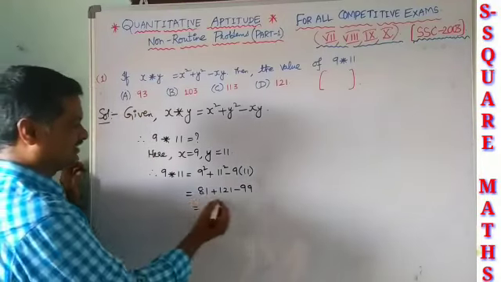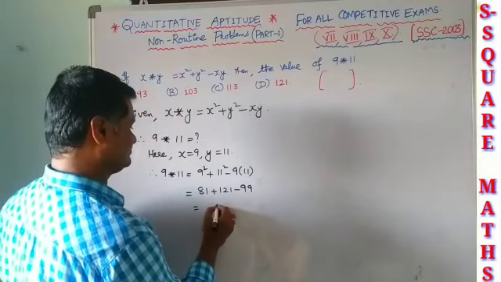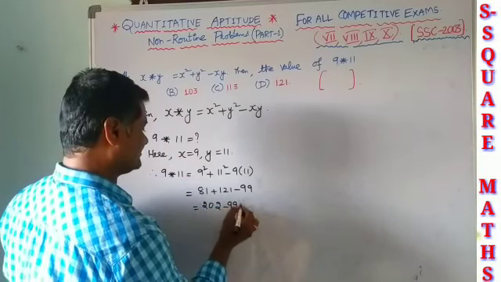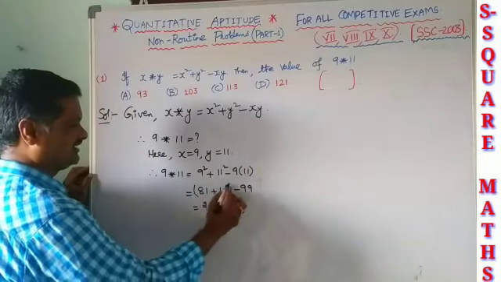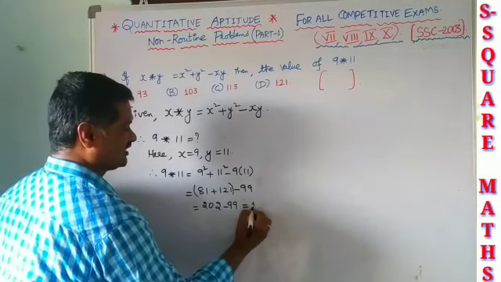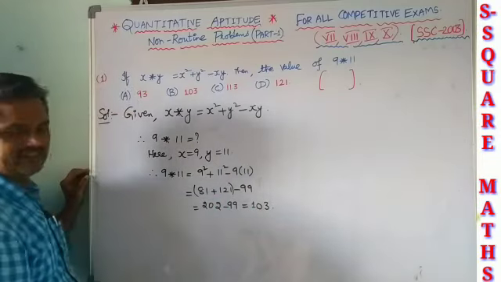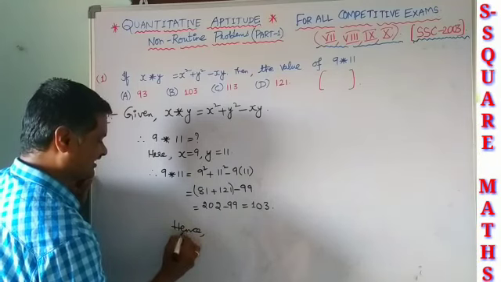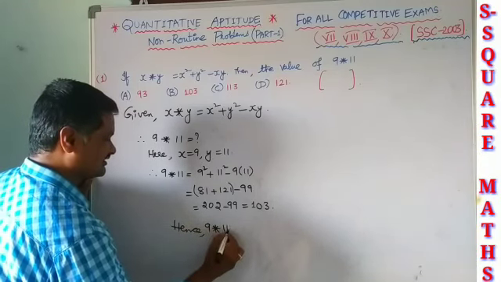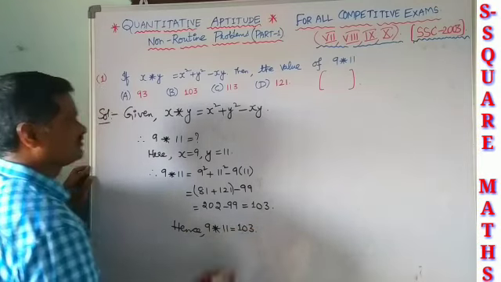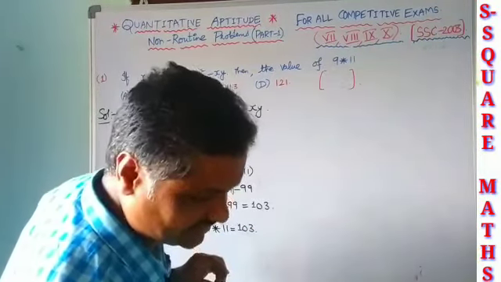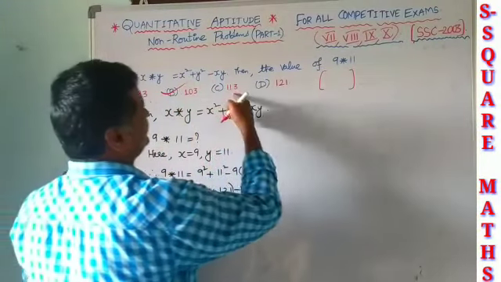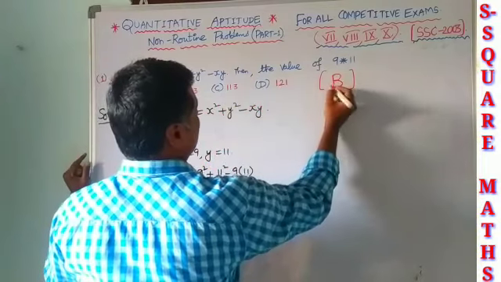Okay, so here if you add, what are you going to get? 202. So 202 minus 99 gives you 103. Hence our 9 star 11 is equal to 103. From the given options, A is 93, B is 103, C is 113 and D is 121. So our option is B.